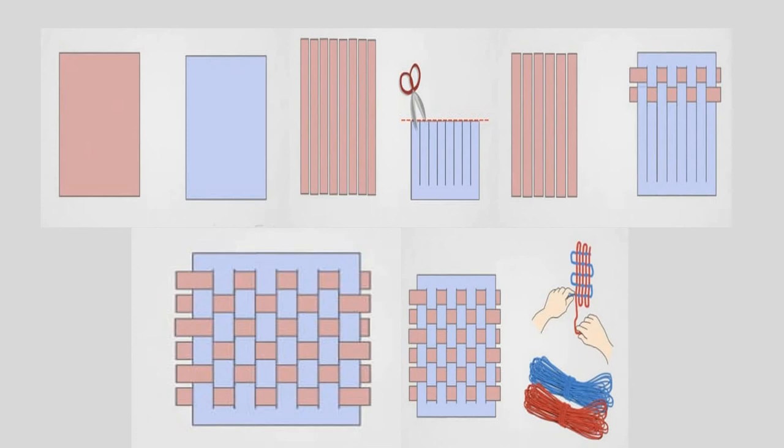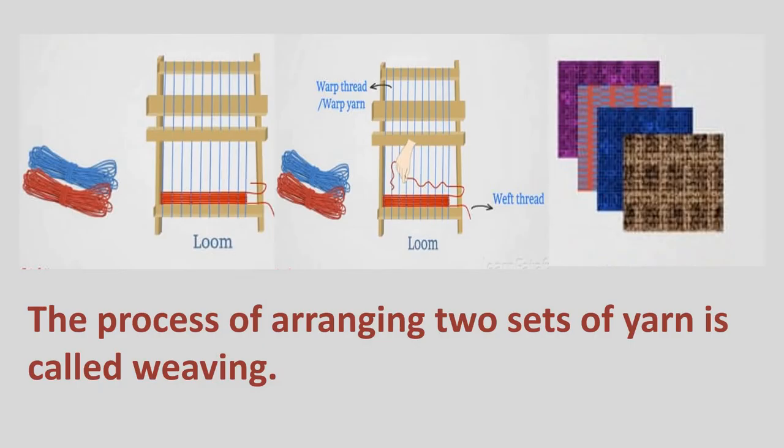For that we need two sets of yarn. The process of arranging two sets of yarn is called weaving. It is very difficult to weave yarn with hands. To make it simple, we use a loom. Basically, a loom is a structure which is used to give support to yarn while weaving.